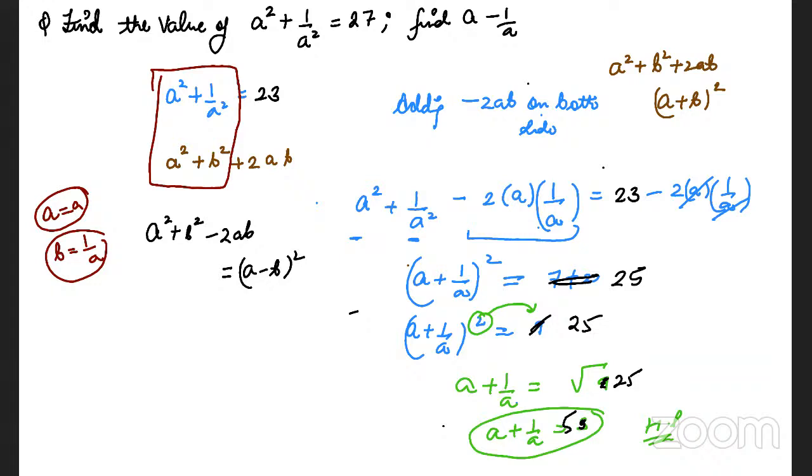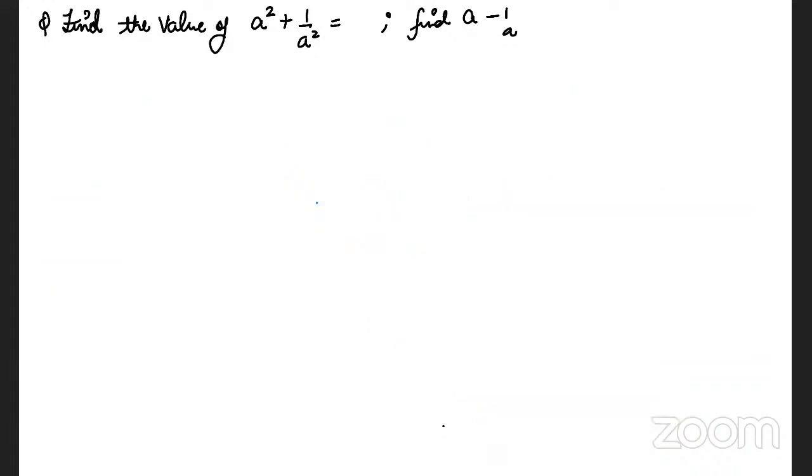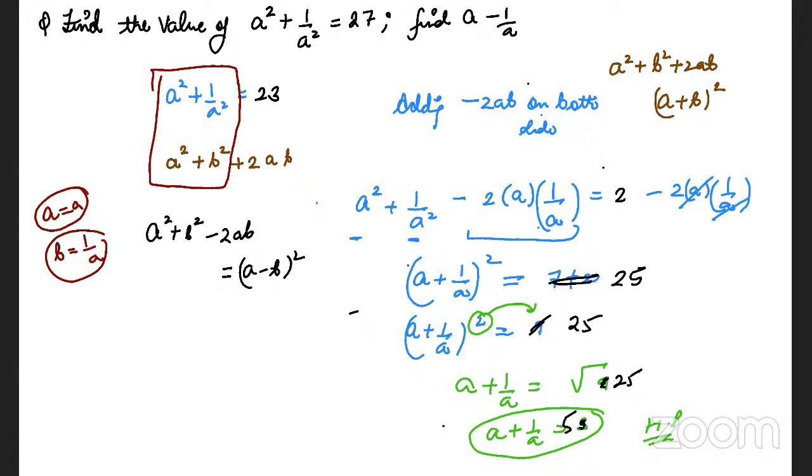Okay. This was not 23, it was 27. So it will become 27 minus 2. Understood, Joshua? Yes. So this will become 120 and the answer will be 1, I mean 5. Understood? No.